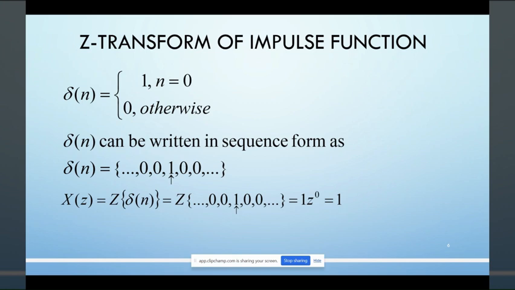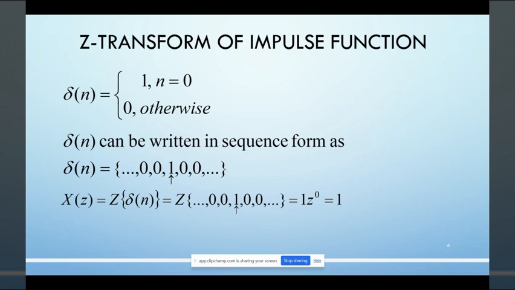So when we write the Z transform, only at reference, that is z power 0, we have z value. In all other cases, it is multiplied by 0, so it is eliminated. So 1 into z power 0 is 1. X of z for del of n is 1.